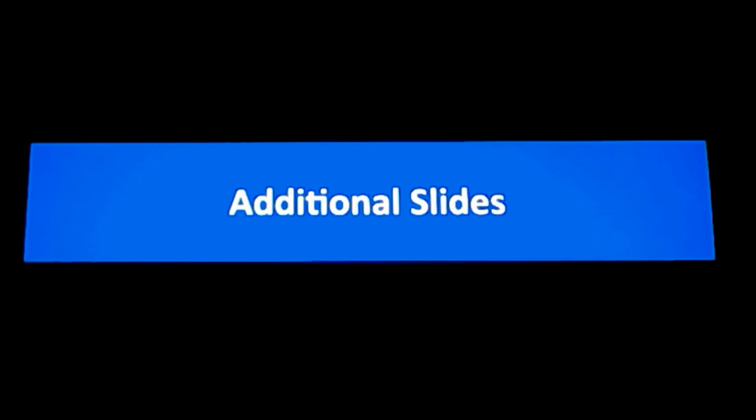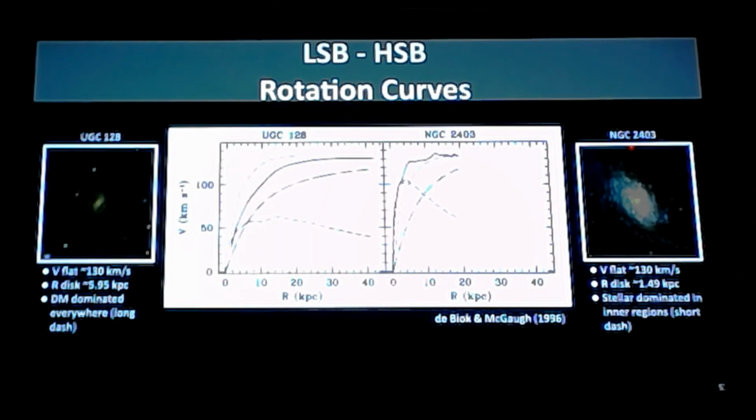Yeah, I got a question. So, you said that dark matter seems to give faster rotation speed in LSBs versus HSBs. Possibly. In order to do something like that, however, you would really need to get rotation curves.